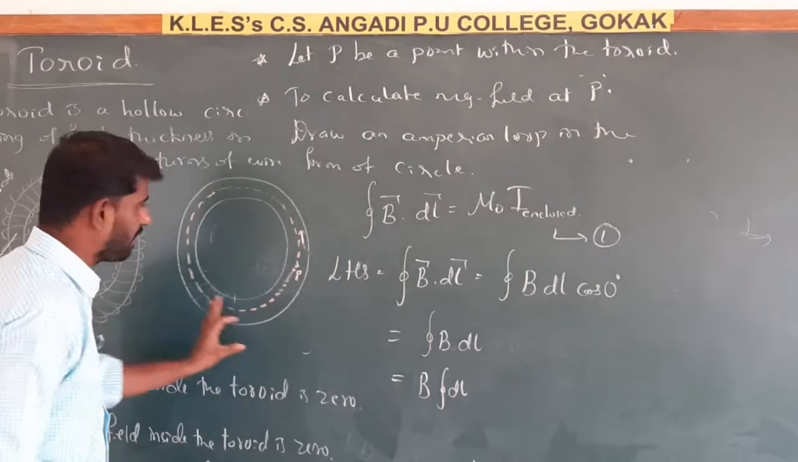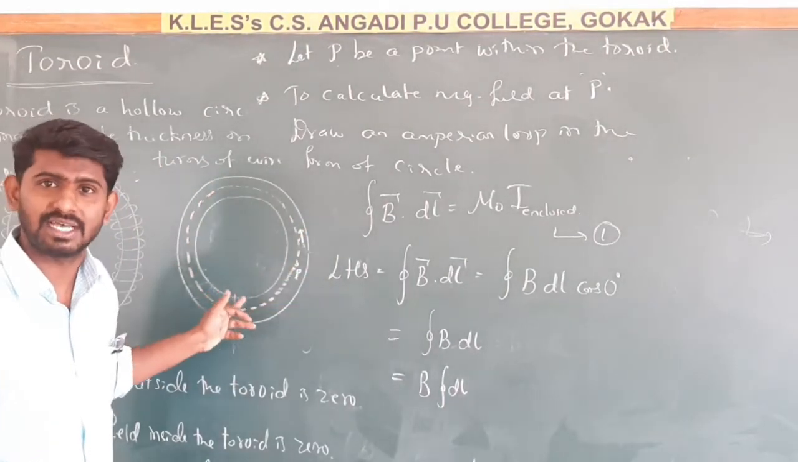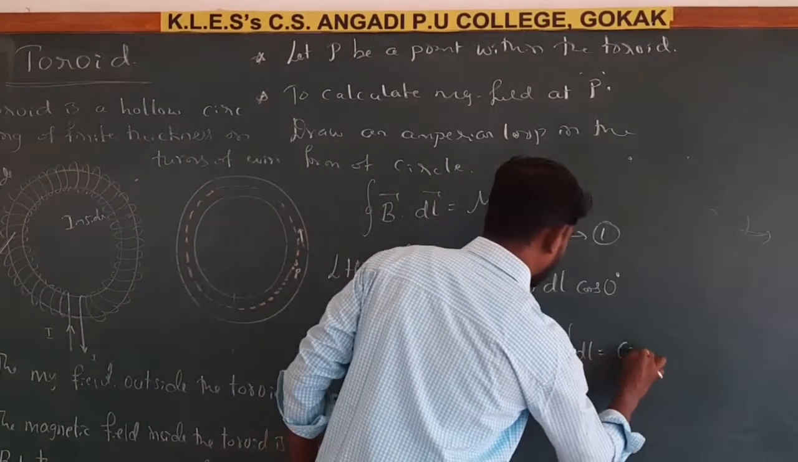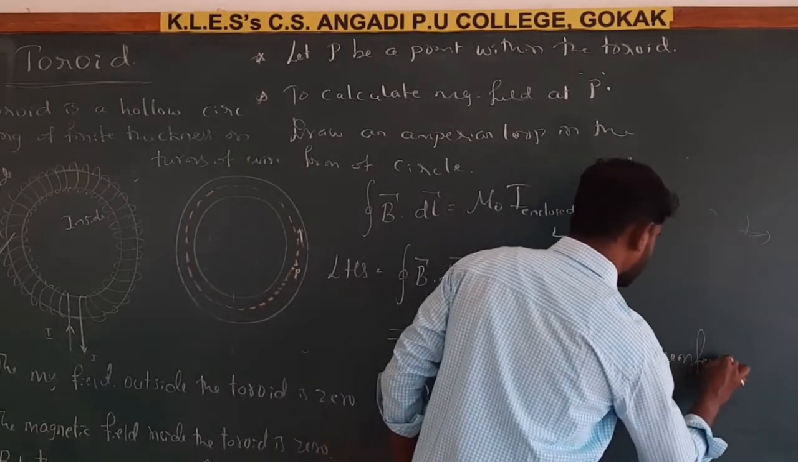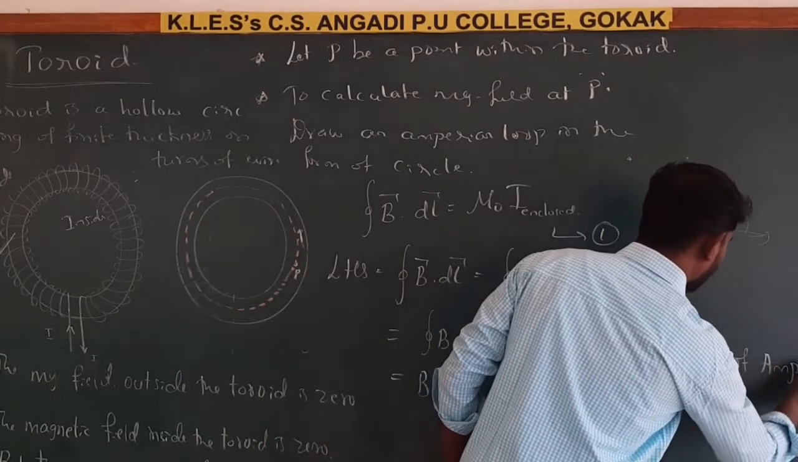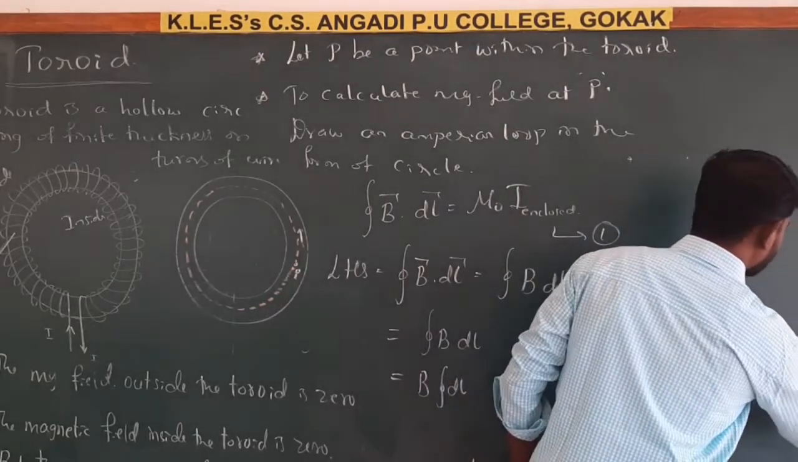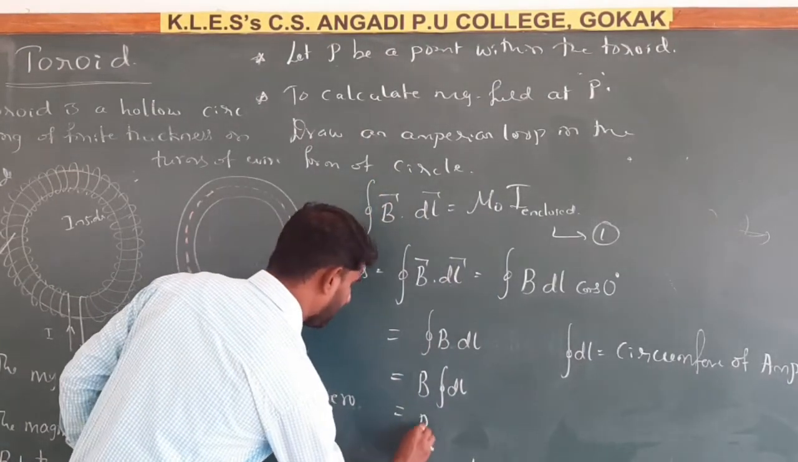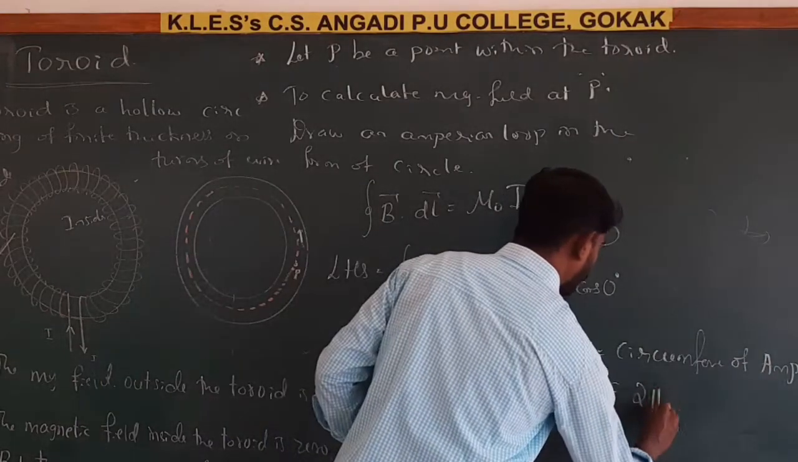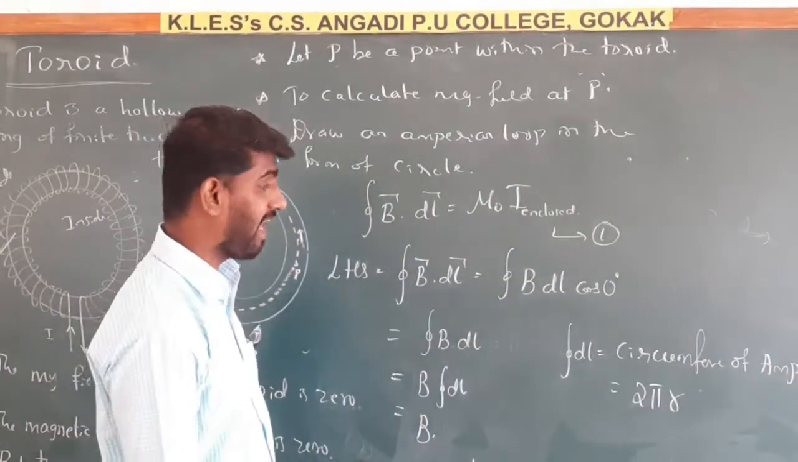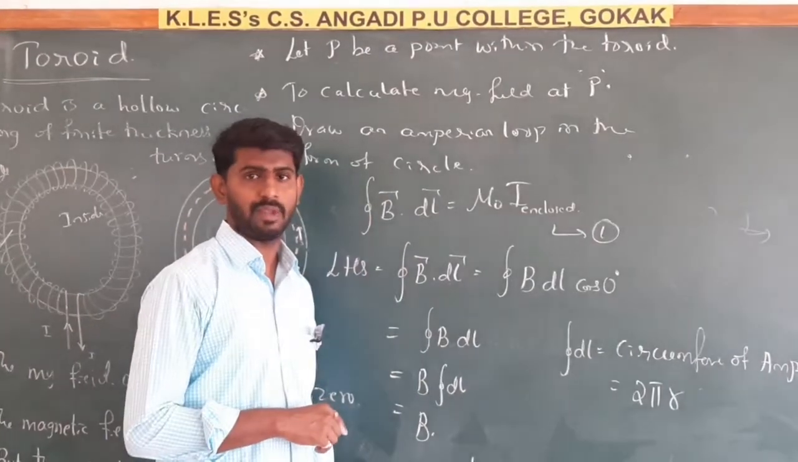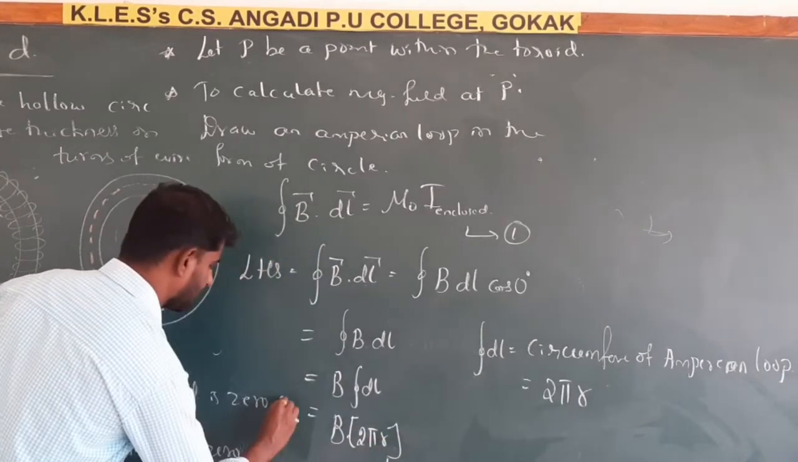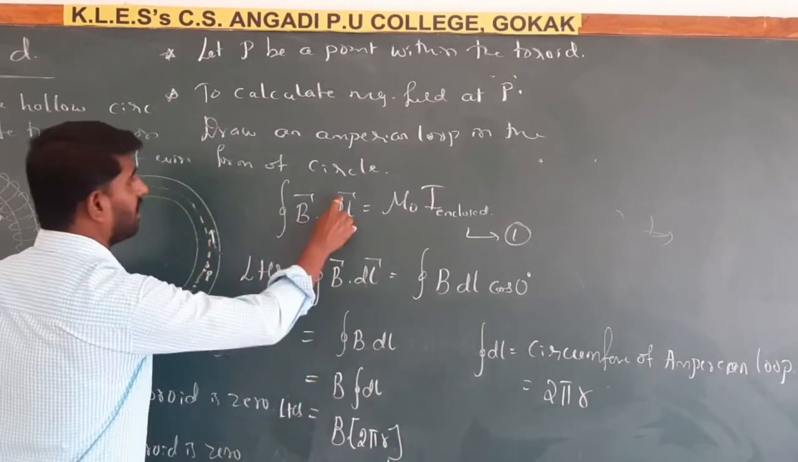Add all the dl's. What does it form? It becomes the circumference of that circle. So integration of dl is equal to the total length of the Amperian loop, but since it is in the form of a circle, I call it the circumference of that loop. So I write B into 2 pi r, where r is the radius of the toroid. This is our left hand side of the equation.